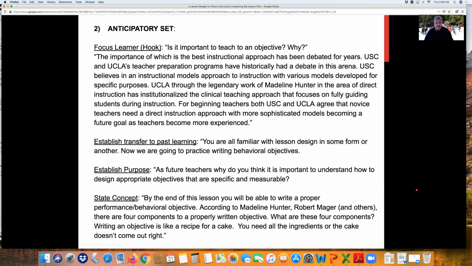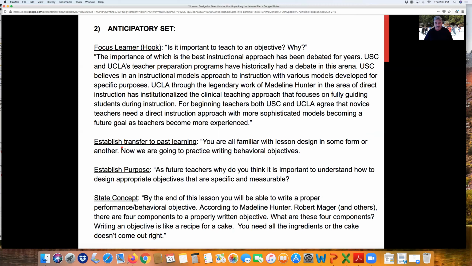For the 4 things, one is the hook, where we focus the learner. What kinds of things can you do that hook the learner to something that you want them to be engaged in? So it's that first sort of impression that we do. What's the thing that we do to hook the kids into what they're going to be learning?